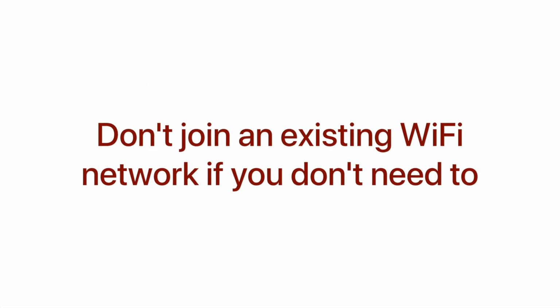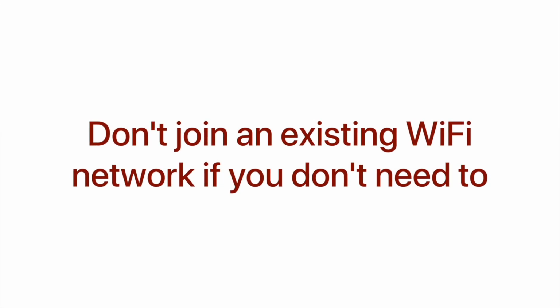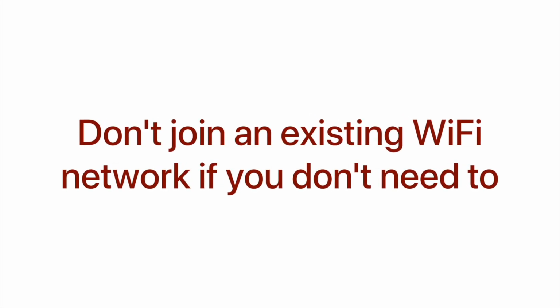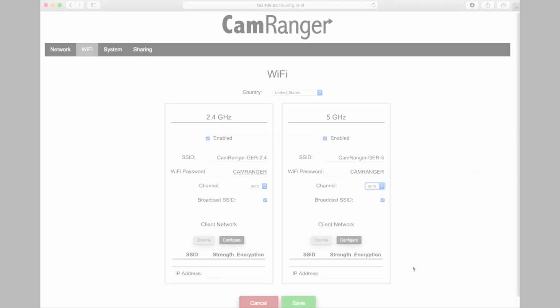Another use case could be if you wanted to extend the range. You can see here we have a photographer working with the CamRanger, and by putting an existing router and joining into that router's Wi-Fi network, you can get a longer distance range. Also note that bridging into a network will slow down the Wi-Fi transfer speed, so you really only want to do it if it's necessary.